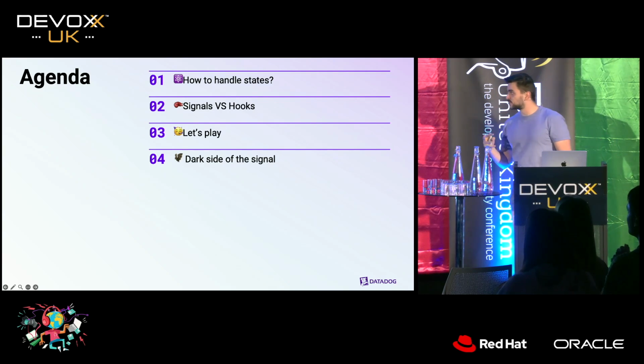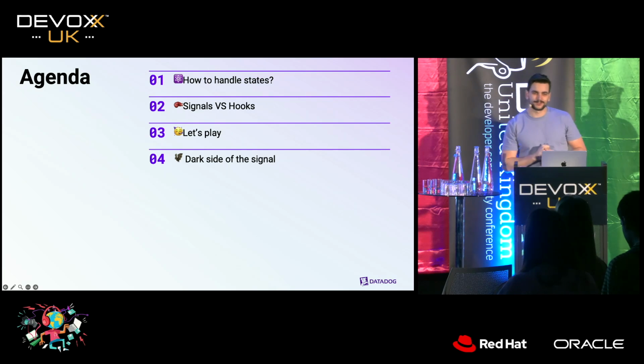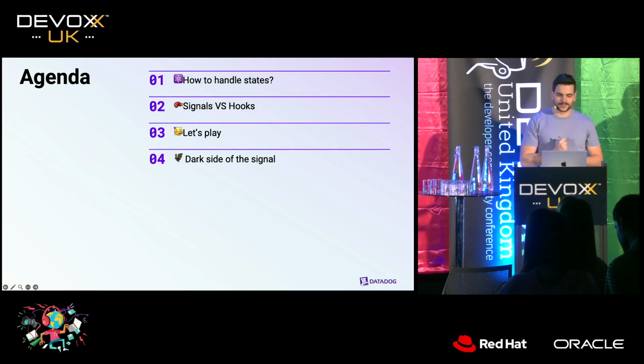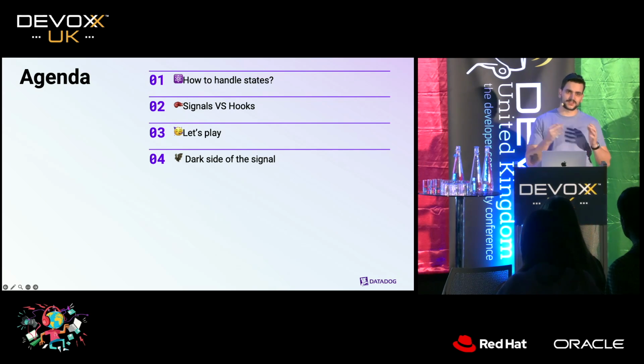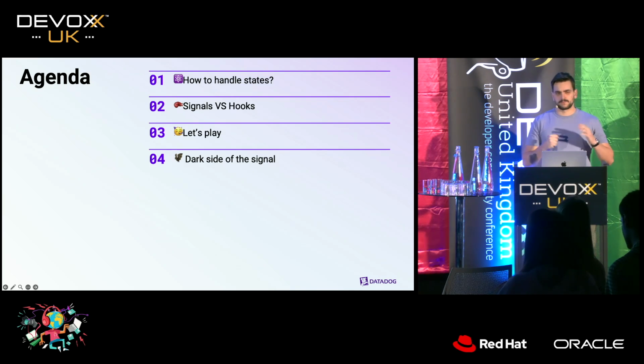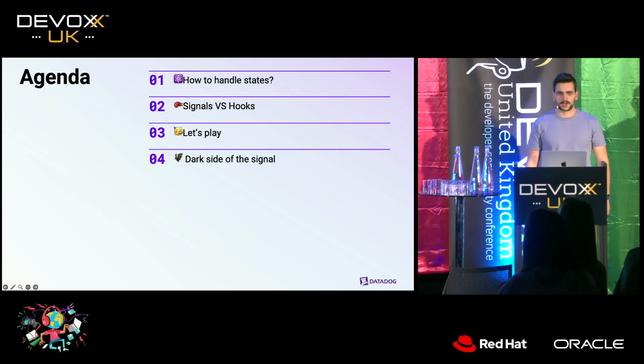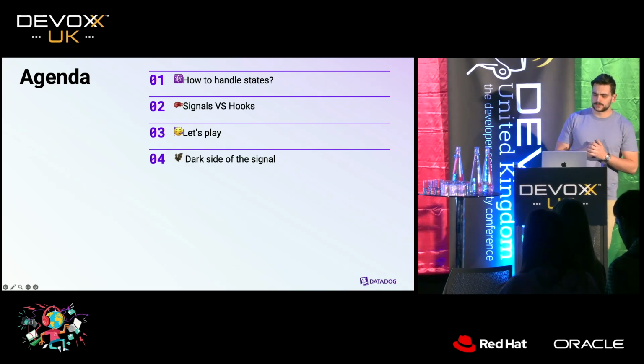First, we'll try to remember a bit how we handle states today in React. Then we'll see the difference between signals and the hooks. And we will have a bit of fun by creating a small demo.